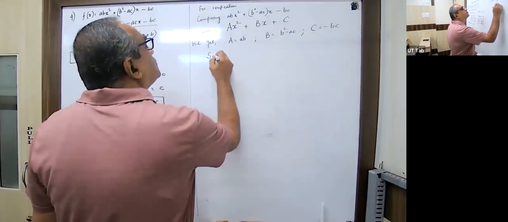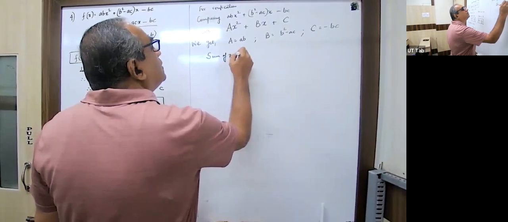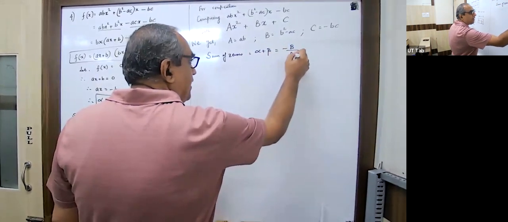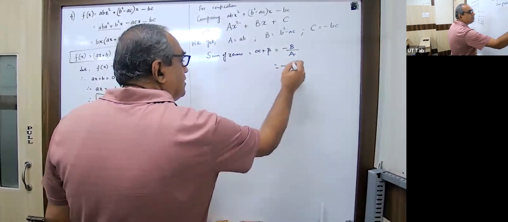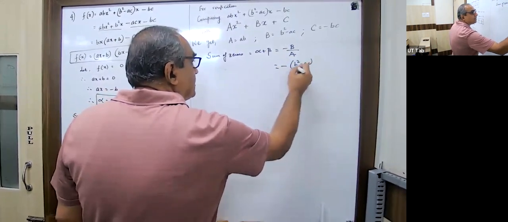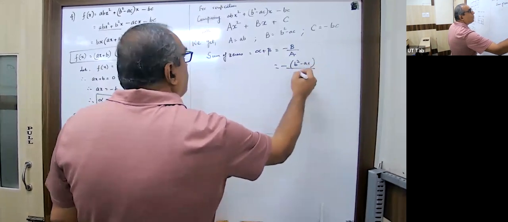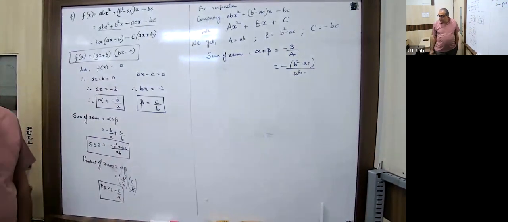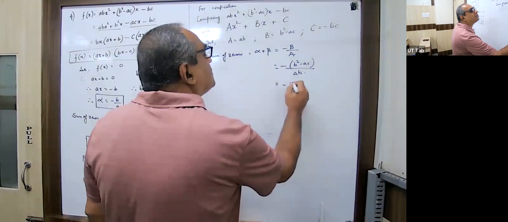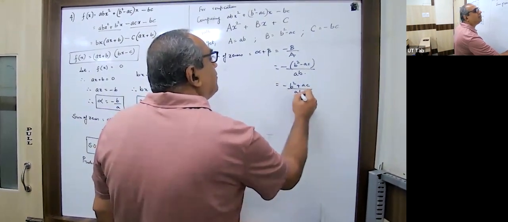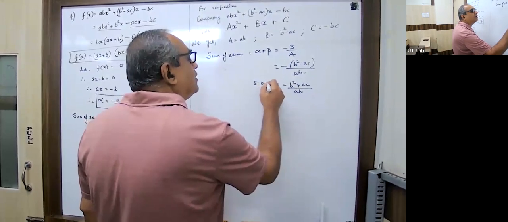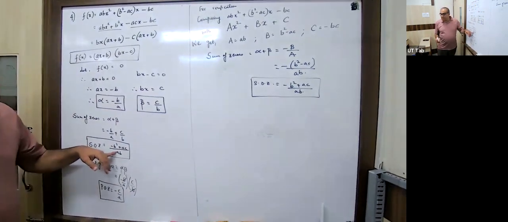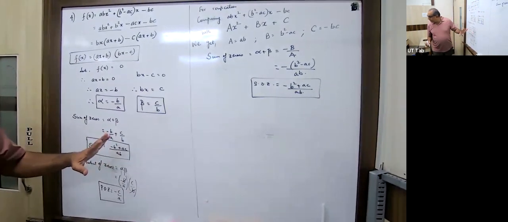Sum of zeros, that is alpha plus beta, is minus B by A. That is minus of B squared minus AC by AB. That is minus B squared plus AC by AB. Is the same? Yes. First part verified.